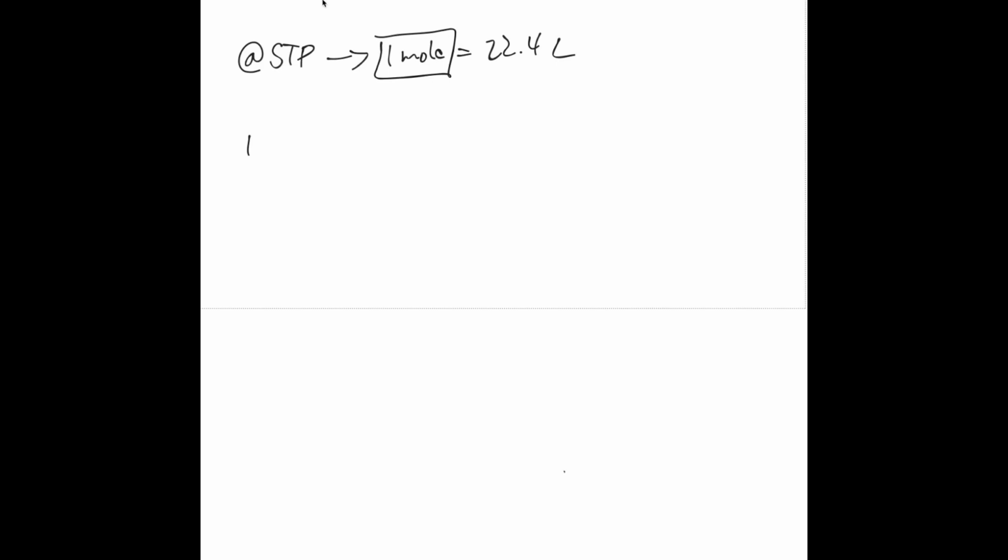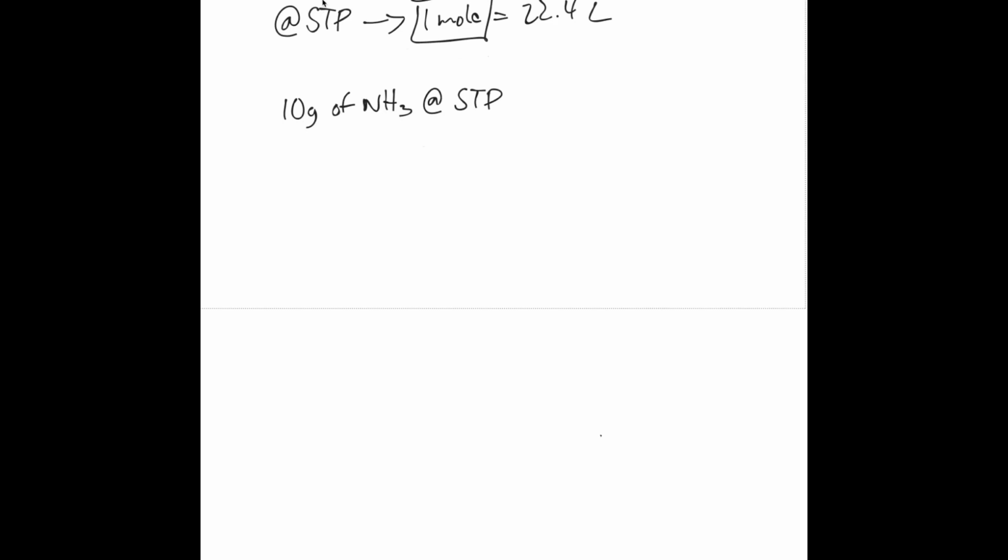So let's say we had 10 grams of NH3, and this was obviously at standard temperature and pressure. I'm going to drag this down a little bit. All right, so how would you go about solving this? Well, the first thing you want to recognize is that you are starting with the grams, and you want to get this into liters, right? So I should probably write this into liters, question mark. All right, so how you go about solving this is by setting up an equivalent fraction.